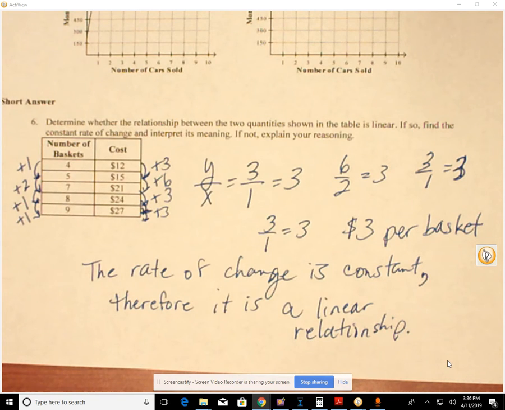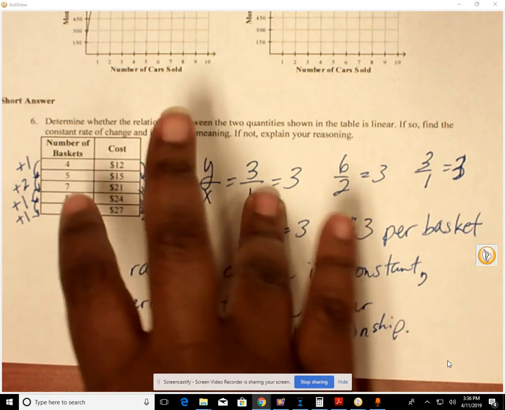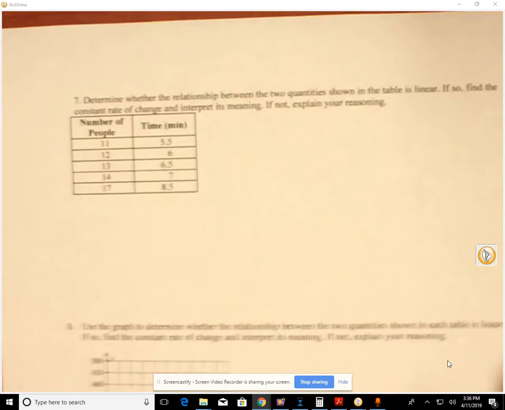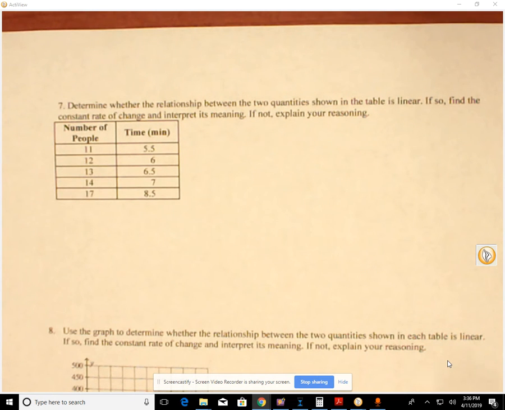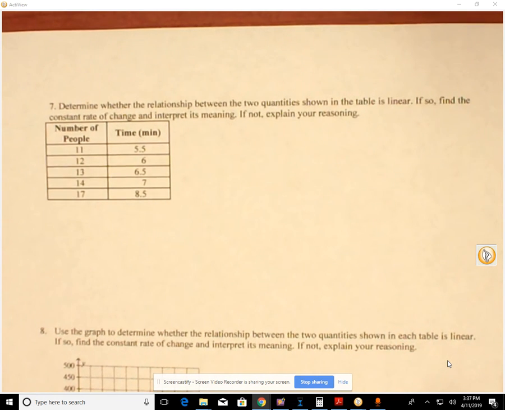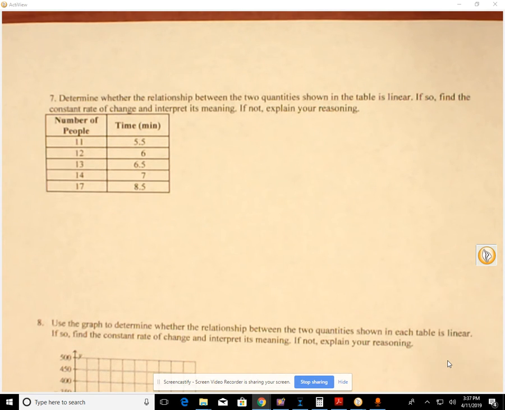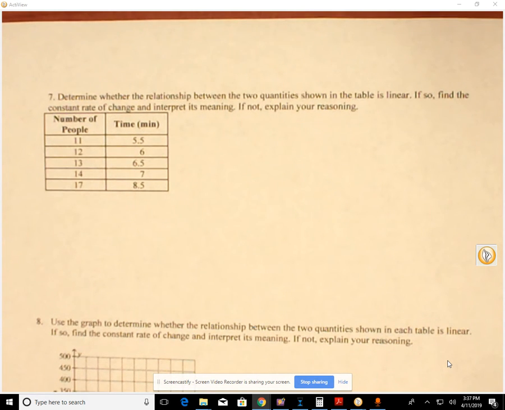So, as I said, in number 6, we're going to start there. We said that that was a rate of change, it was constant, and therefore was a linear relationship. Let's look at number 7. It says the same thing. Determine whether the relationship between the two quantities shown in the table is linear. If so, find the constant rate of change and interpret its meaning.